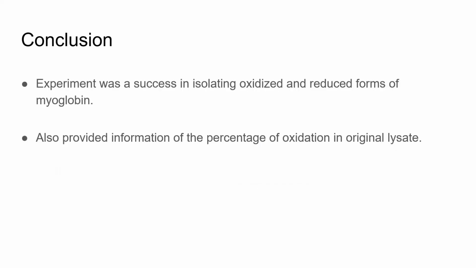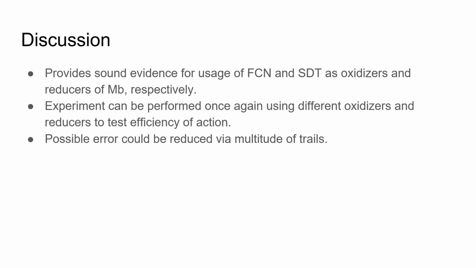Overall, this experiment was a success as seen in the results, as you could see that the FCN was very effective at oxidizing and the SDT was effective at reducing. This also provided a lot of information on the percentage of oxidation in the original lysate. The results of this experiment actually found pretty sound evidence for uses of both FCN and SDT as oxidizers and reducers of myoglobin respectively. This experiment could also be performed with different oxidizers and reducers to compare their efficiency of action to FCN and SDT. And also, something to note about the experiment is that there could be possible errors, but those could be worked out with a multitude of trials.